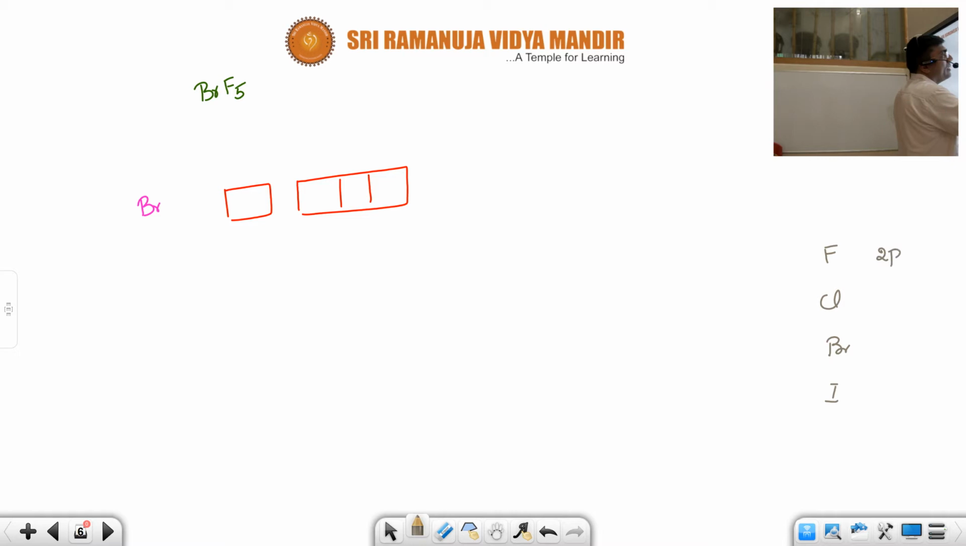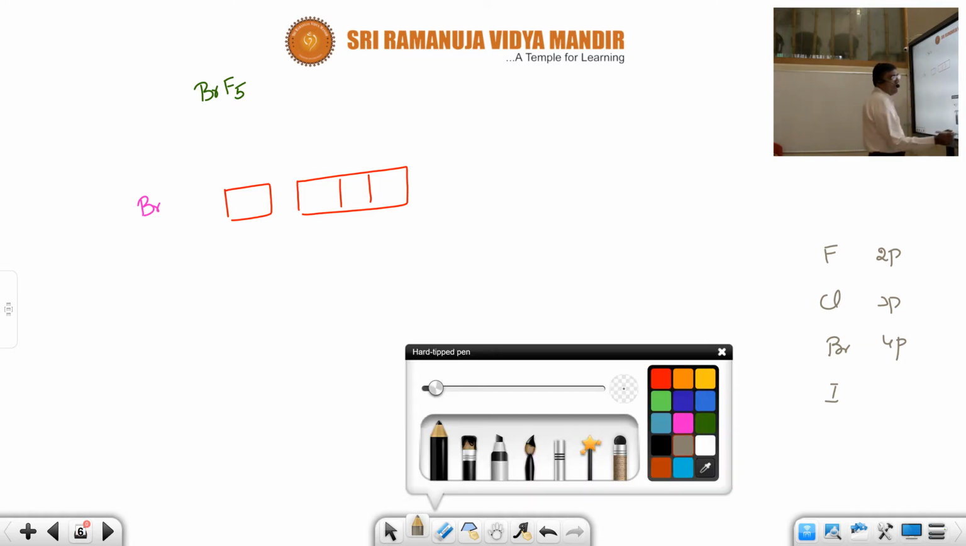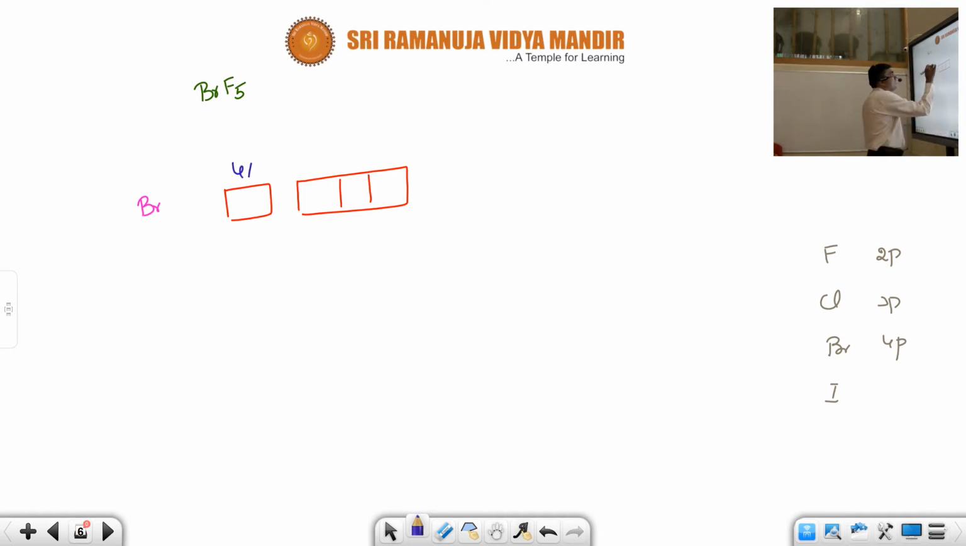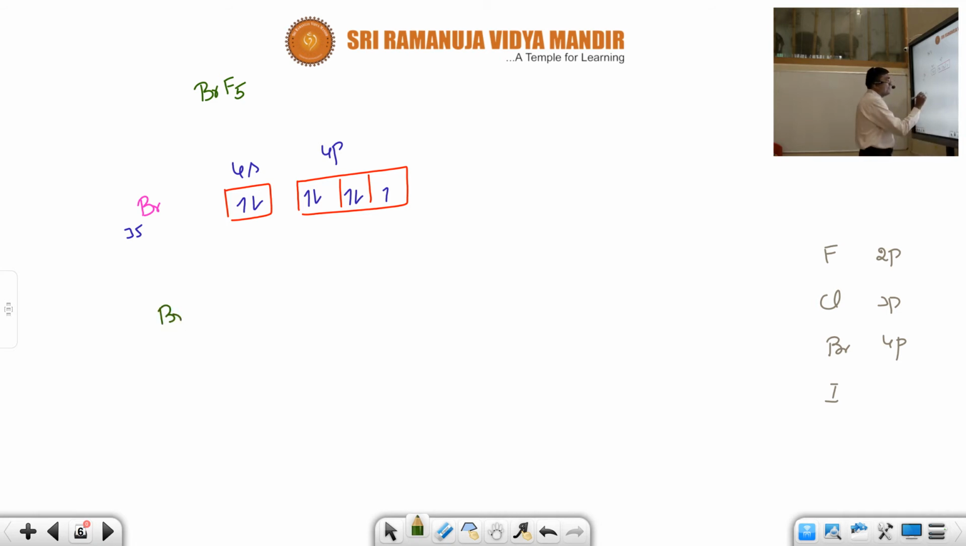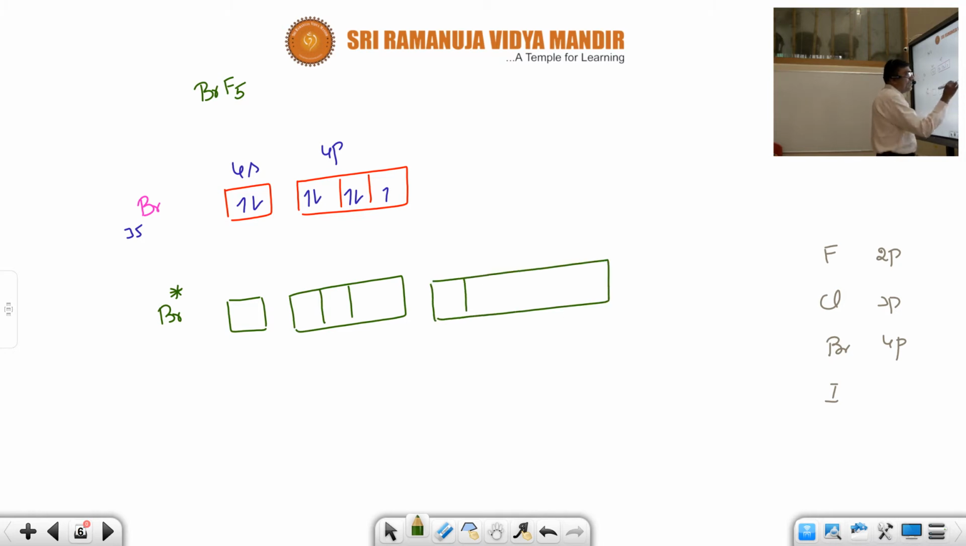So this is 2p, 3p and this is 4p. So 4s and 4p. What is the atomic number? 35. Bromine atomic number is 35. So it has a 4p5 configuration. Students, how many bond pairs are required? 5. So the bromine excited state, if you draw, it is as follows.